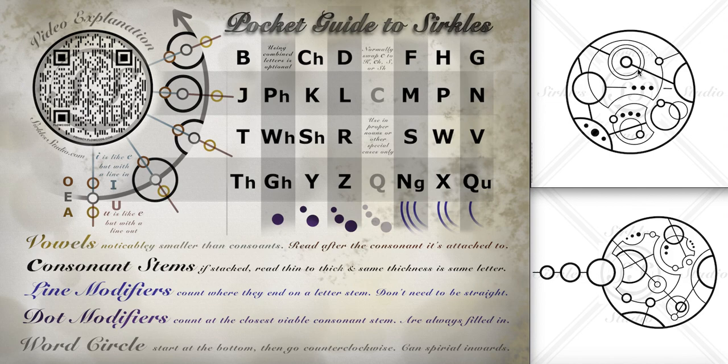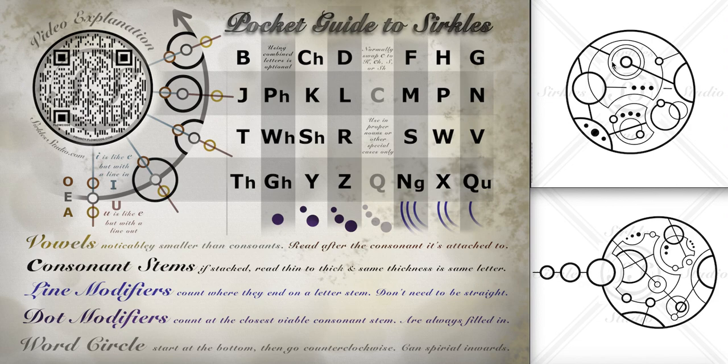So here's our next set of letters. And we have two lines. We have a stacked letter stem, and they're the same thickness. So like I mentioned at the beginning, consonant stems, if stacked, read thin to thick, and same thickness is the same letter. So these are the same thickness of line, so it's the same letter twice. So we have a double N, because it's got one line modifier. So we don't need to have two lines attached to this N. This one doesn't count because it goes through it. And this is a vowel because it's still noticeably smaller than the double N.